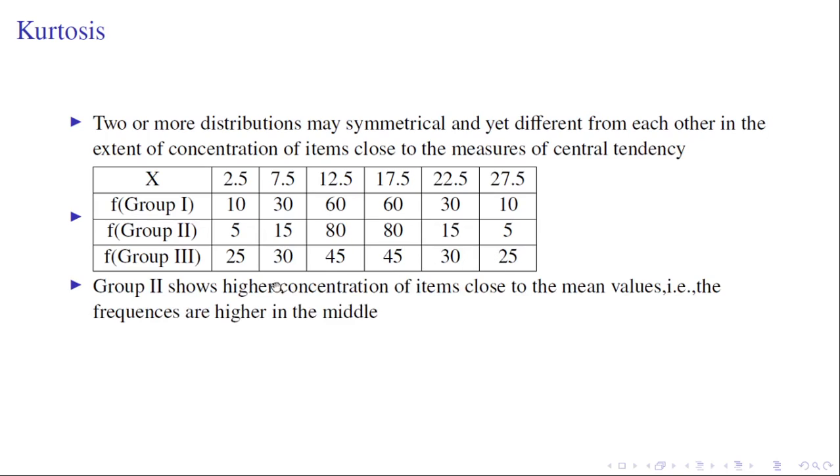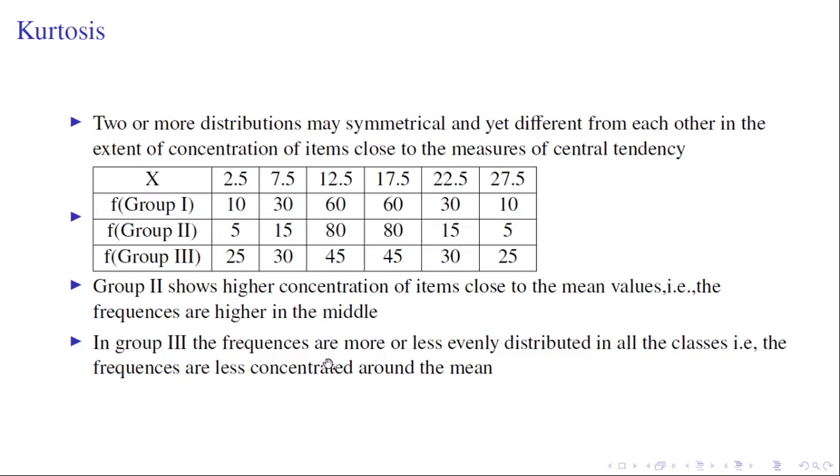Group 2 shows higher concentration of items closer to the mean values. If 60 is the mean, the items are closer to the mean values. That is, the frequencies are higher in the middle. Whereas in group 3, the frequencies are more or less evenly distributed in all the classes. That is, the frequencies are less concentrated around the mean, evenly distributed throughout the data.